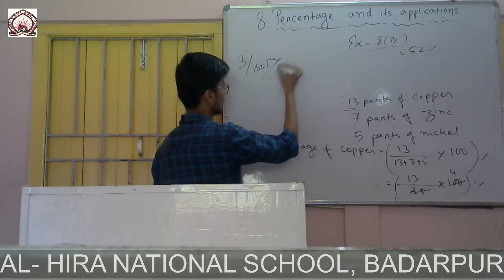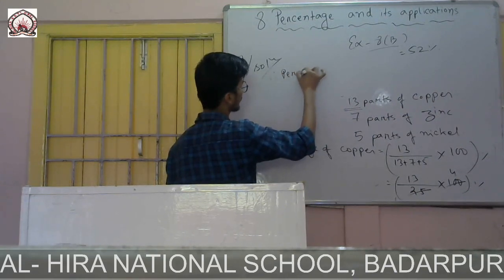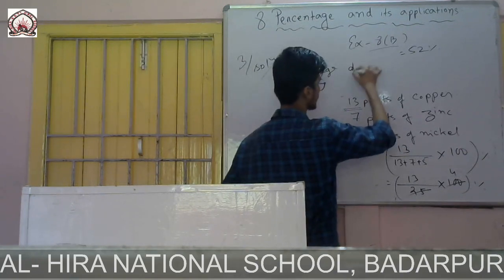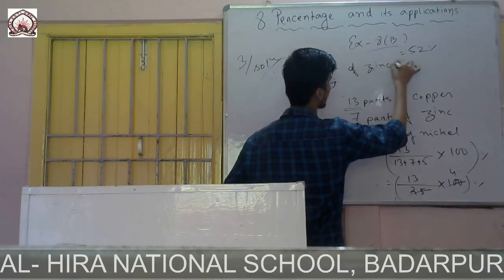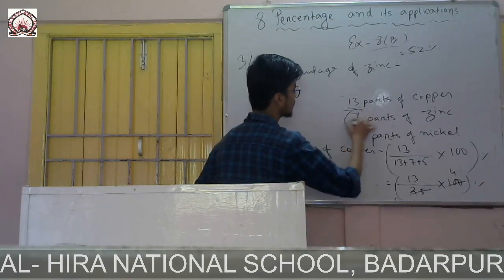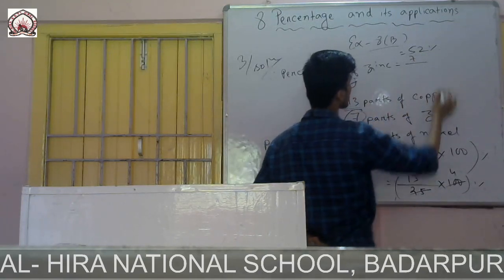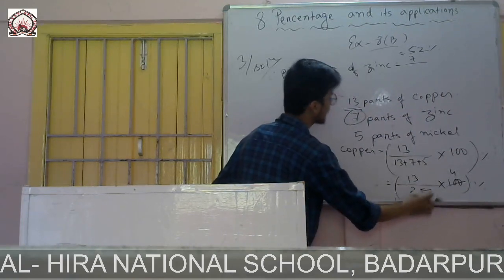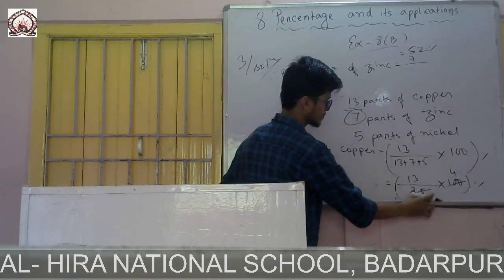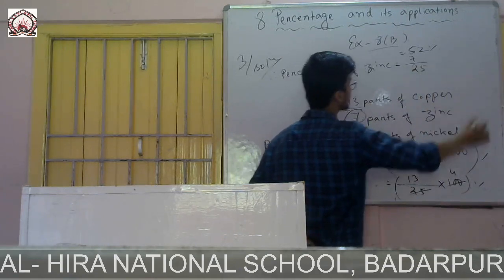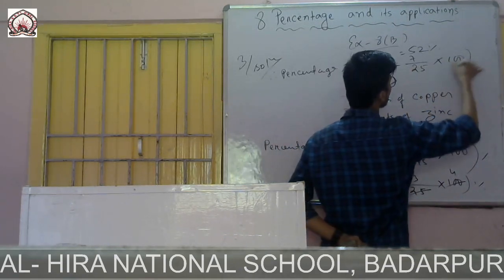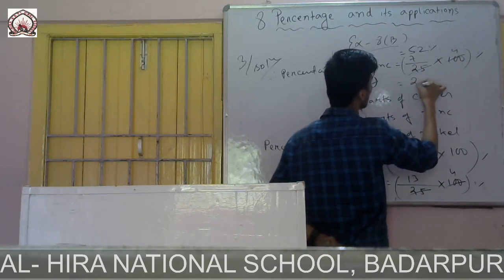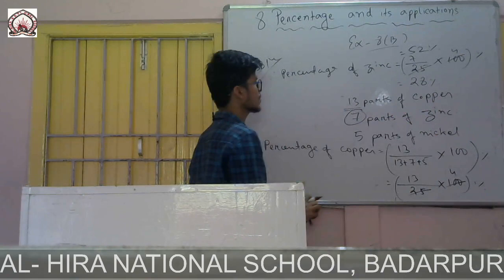So now next one, percentage of zinc. Same as earlier, what is the part here? It is 7. So I will write 7. Then I will add all the sum. So directly I can write here, the sum was 25. So I will write directly 25 into 100. 25 fours are 100 and 7 fours are 28%. So this answer is 28%.